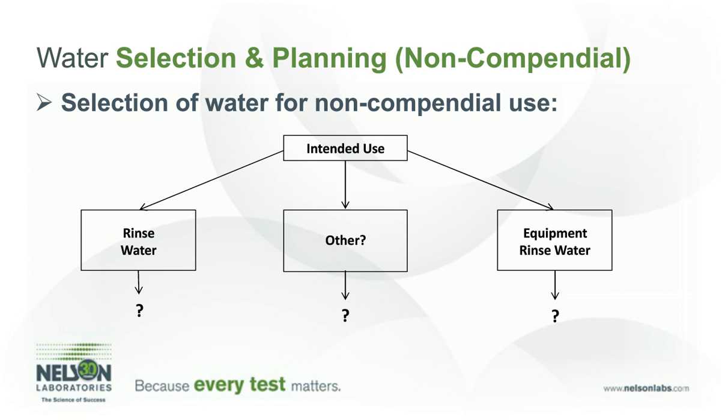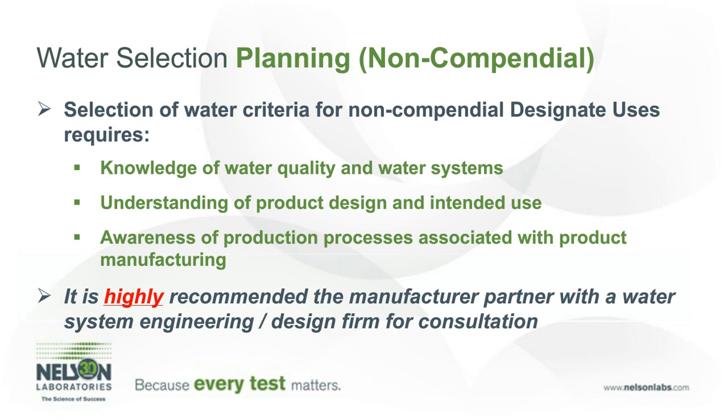Because of this limited information in our industry, prior to system development and planning, it is crucial to have a sound knowledge of water quality and water systems, as well as a basic understanding of product design and intended use of the water. Awareness of the production processes associated with the product manufacturing environment is also crucial. If the firm does not have this level of expertise, it is highly recommended that the manufacturer partner with a water system engineering or design firm for consultation.